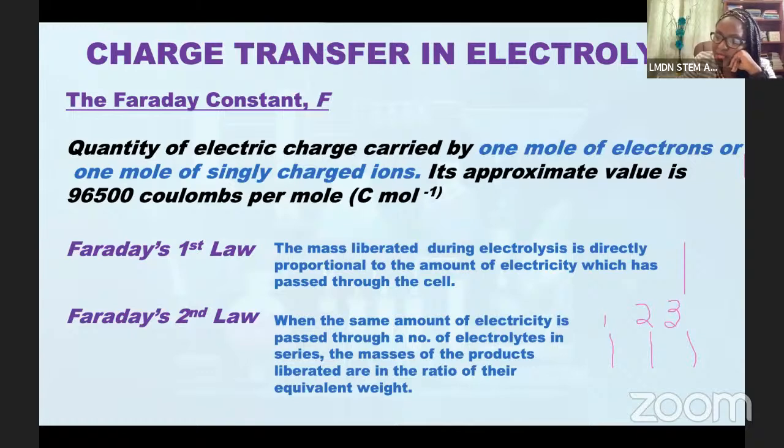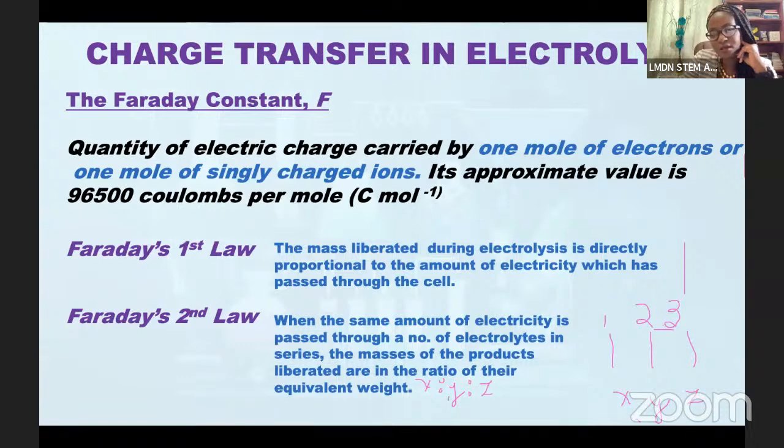So they're saying now that the masses of their products are in the ratio of their equivalent weight. So the mass of this is X, the mass of this is Y, and the mass of this is Z. Then the masses of the products that get liberated, which are X, Y, Z, are in the ratio of their equivalent weight. So X to Y to Z would be equivalent to whatever the weight of X is. How would I frame it? Let me frame it like this.